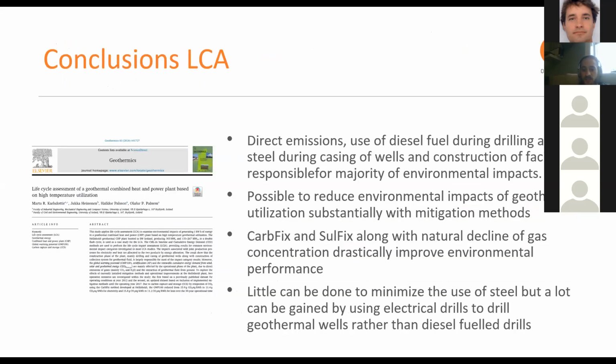So the conclusions you could take from this were that direct emissions and the use of diesel fuel in drilling were a major factor for the global warming potential. And we were able to significantly reduce the impact of emissions, both for acidification and for global warming potential, using Carbfix, as well as the greenhouse gas emissions associated with the drilling. Little can be done to minimize the use of steel because we're still going to need the pipes and we still need to include all of that. But by decreasing the other emissions, you can gain as much as possible.